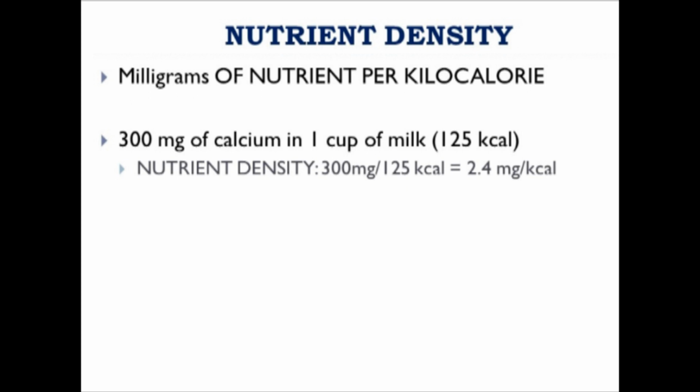Part of assessing a person's nutrient intake also involves understanding the nutrient density of that person. In other words, the milligrams of nutrients per individual calorie. So, for instance, if your patient's consuming 300 milligrams of calcium in 1 cup of milk, which contains 125 calories, what is the nutrient density? Well, it's 300 milligrams, the quantity of calcium, found in the number of calories in that 1 cup, 125. That gives us a nutrient density of 2.4 milligrams per calorie.